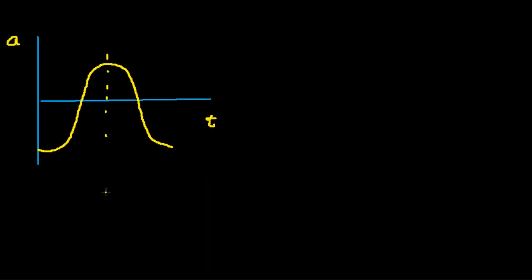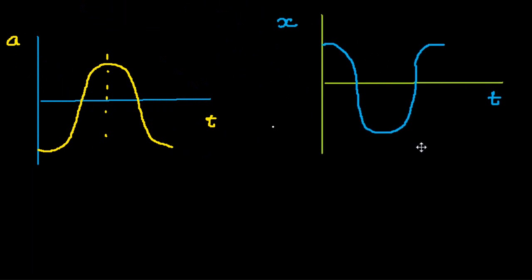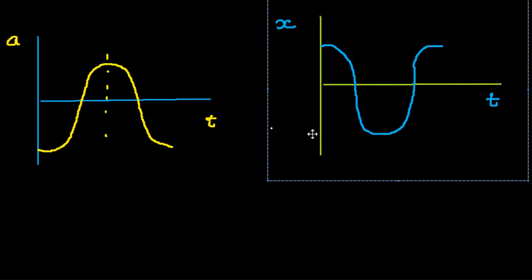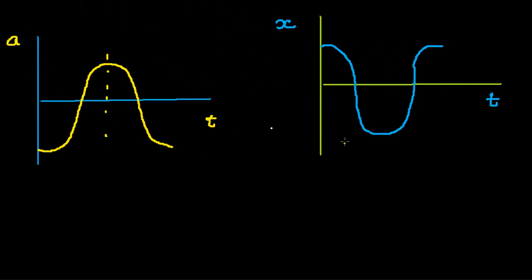Okay, if we compare this with a displacement time graph, we can see that whenever the displacement is positive, acceleration is negative. And by looking at these graphs, we can work out that acceleration is proportional to displacement because the maximum values are at the same time. So that means acceleration is proportional to displacement.